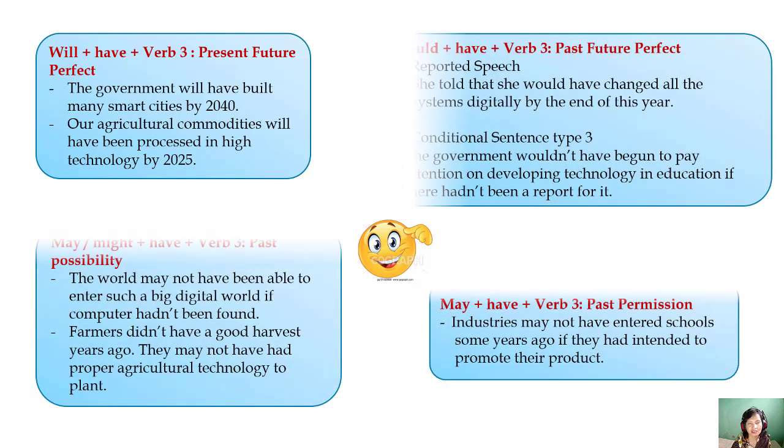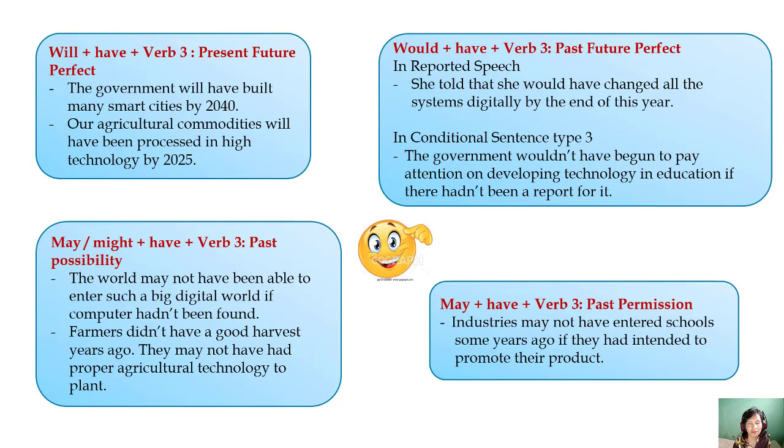Present future perfect is an action that will be complete in the future. Through these examples, we know that if it is complete in the future, it means that the activity is planned. The government will have built many smart cities by 2040. It means that the government has a plan to build many smart cities. Now they are preparing for that, so that in 2040 the smart cities will be completed.